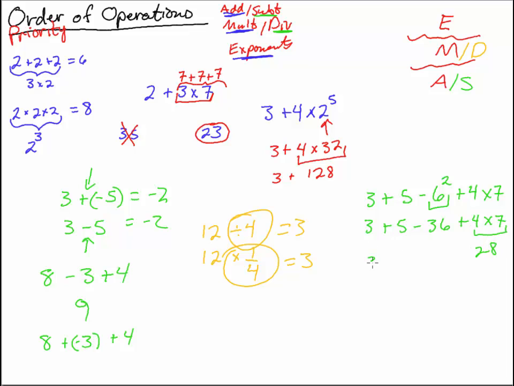So now we just have 3 plus 5 minus 36 plus 28. And again, this is just left to right with addition and subtraction. So 3 plus 5 is 8, minus 36 is a negative 28, plus 28, that's a 0. Oh my word, that was surprising.